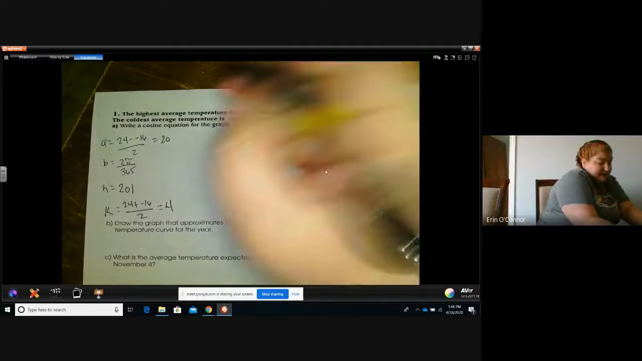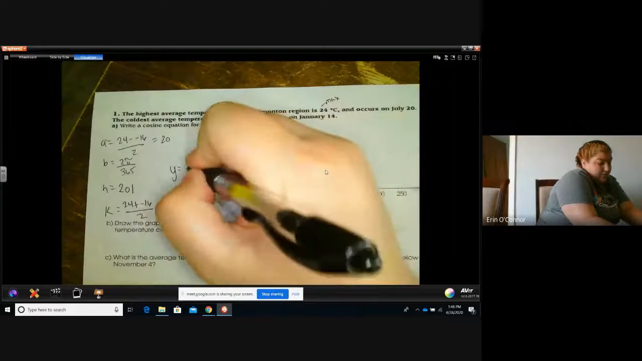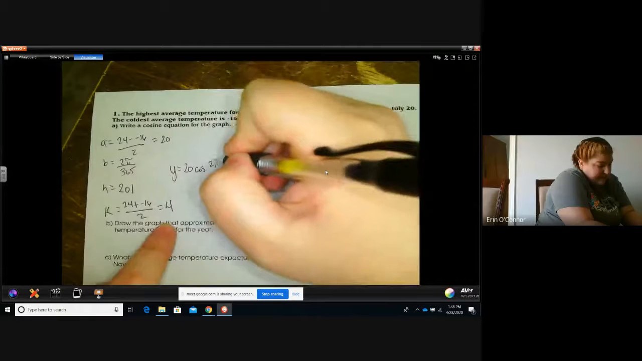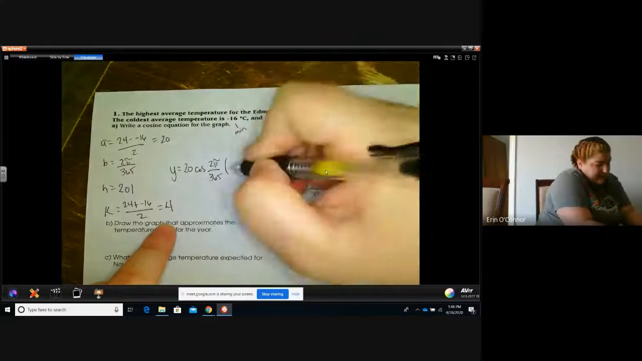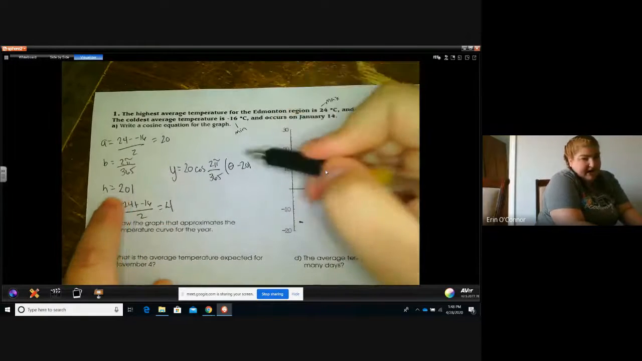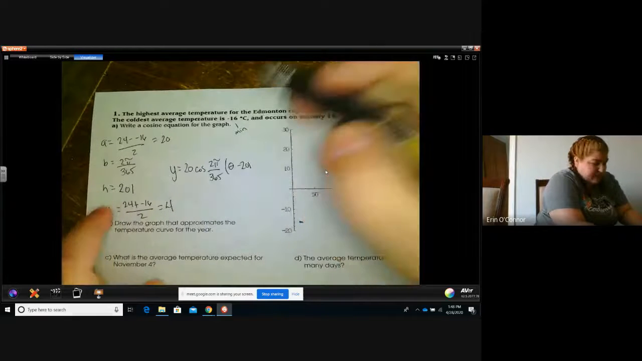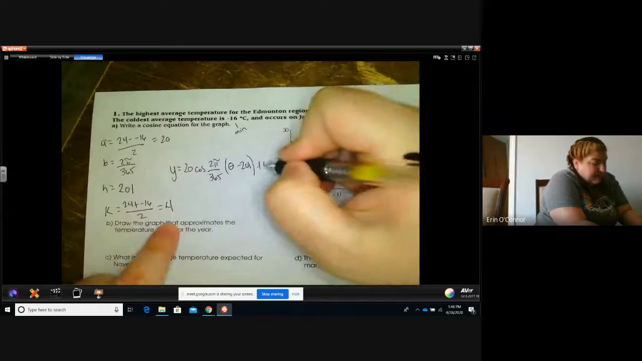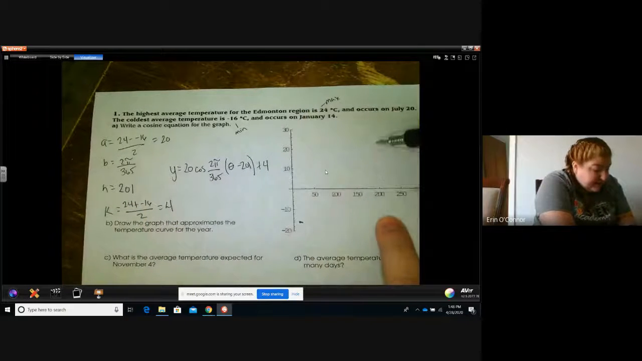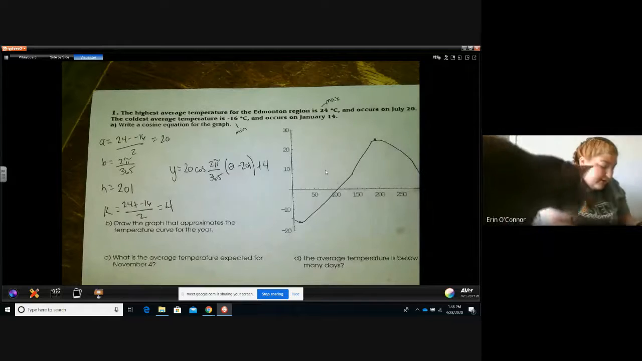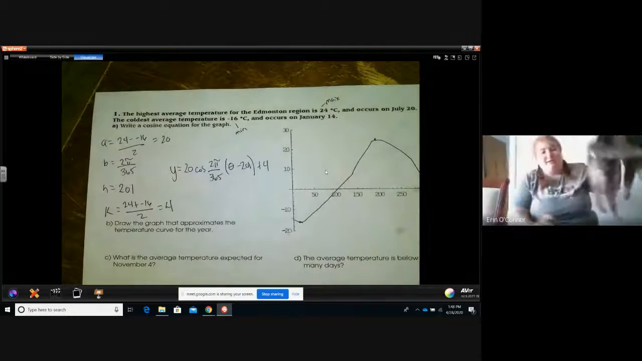So as we write this, it's y equals 20 cosine of 2 pi over 365 times theta, H minus 201. Remember, we always subtract H, or do the opposite of H. So here it's positive, we're subtracting, and that allows us to move it right, plus 4. So at the 201st day, we have our maximum of 24 degrees, which is like right here. And then this is going to go like this. Again, I'm not the best at drawing this.